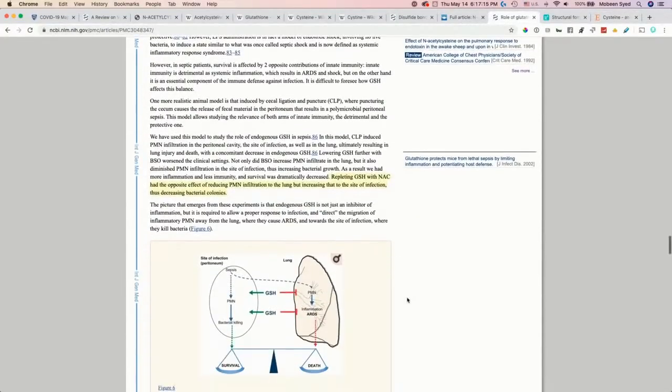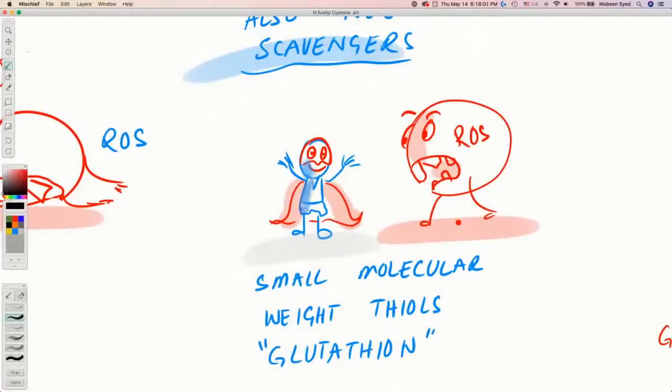If you look at this study, it says repleting glutathione by NAC. So using NAC, the supplement we are discussing today, when we make GSH, it has the effect of reducing PMN in the lung, but increases them at the site of infection. So somehow NAC administration helps glutathione production, which in turn helps balance out the immune response and focuses that response on the pathogen instead of healthy tissues. This is a very, very important concept.